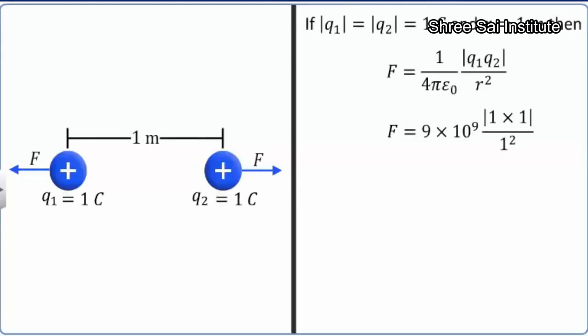Using Coulomb's law, a unit charge can be defined as one that experiences an electrostatic force of 9 × 10^9 Newton when placed at a distance of 1 meter from another unit charge in free space.